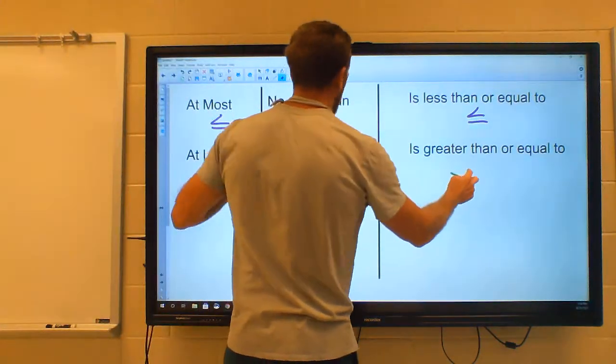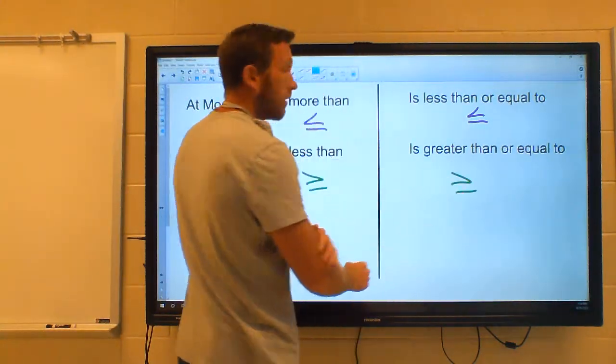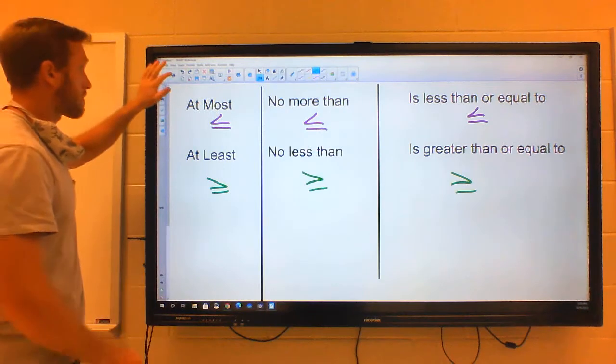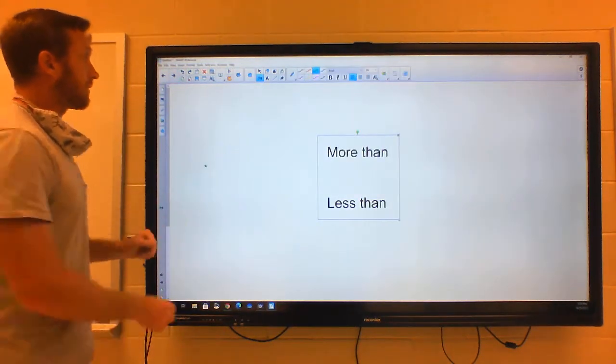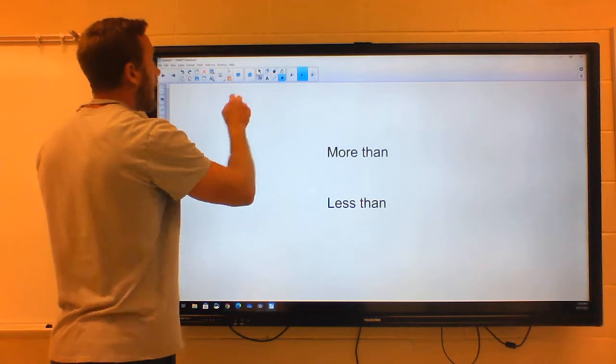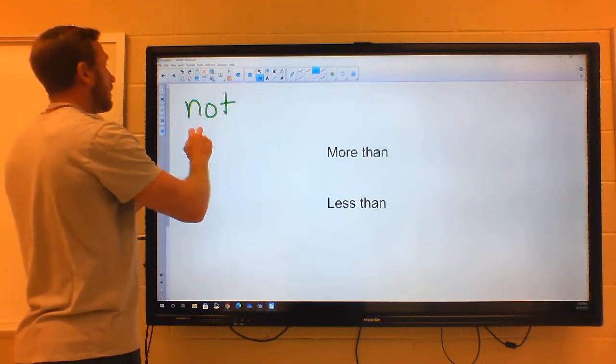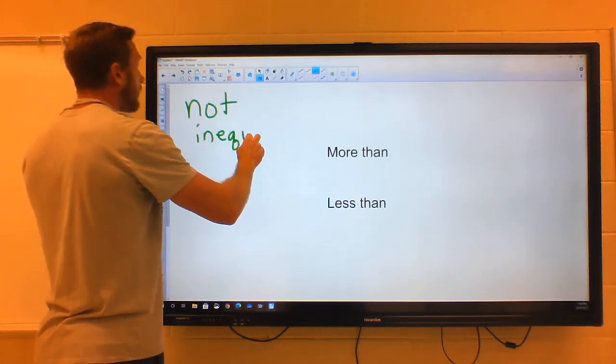Let me draw that a little better. Okay, are we good with this? These are not inequality statements.